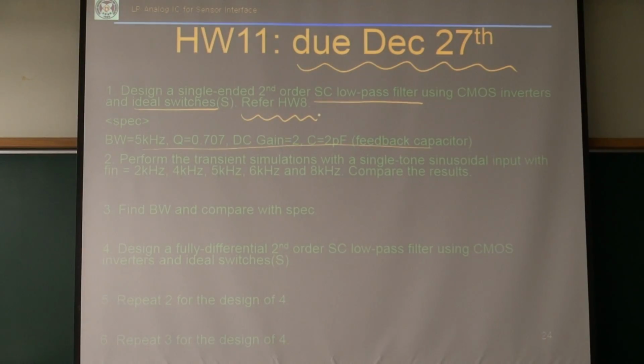In homework number 8, you generated a switch capacitor low pass filter, second order one, right? You just convert that one into the inverter version. Then you repeat it and compare bandwidth with the spec. This is your spec: a fully differential second order switch capacitor filter. Then repeat 2 and 3. Question?